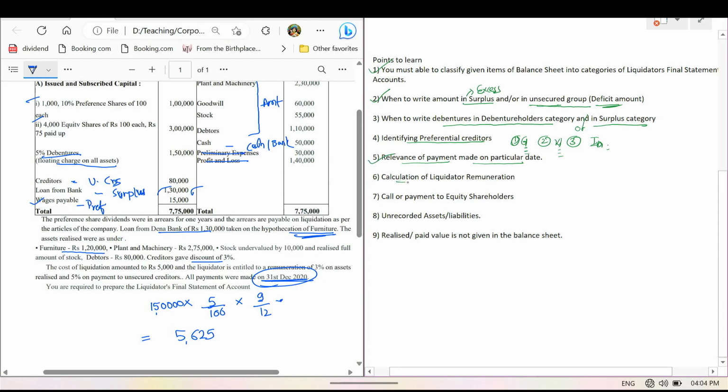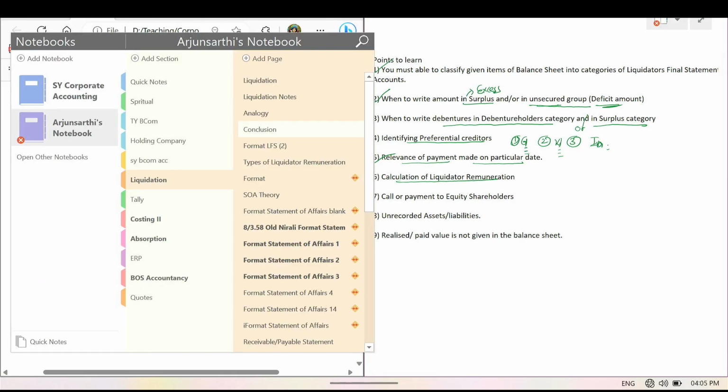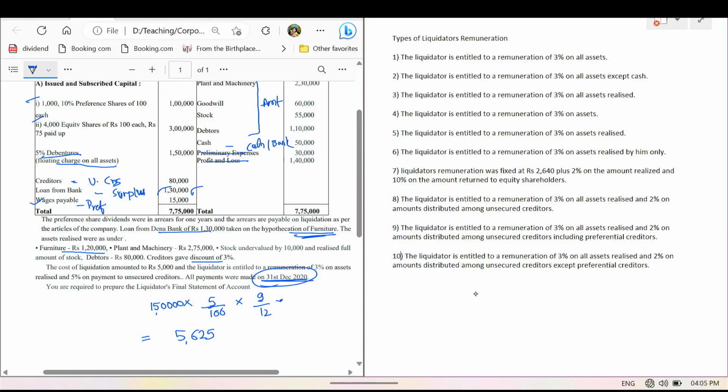Then after that, calculation of liquidator remuneration. For that I have here types of liquidator remuneration. There are maximum, whatever I know, from the reference book, Nirali's book, this book, our book, and other books. From those I tried to identify types of liquidator remuneration. Maximum 10 types of liquidator remuneration I could identify. Here one by one we will try to understand. It is very simple, it will take 10 to 15 minutes maximum.